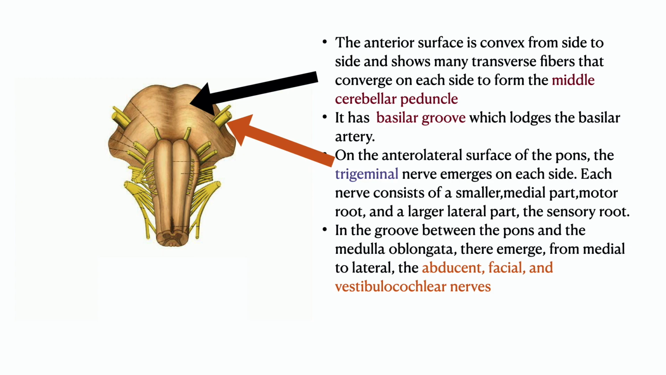On the anterior surface of the pons, the trigeminal nerve emerges on each side. Each nerve consists of a smaller medial part, motor root, and a larger lateral part, which is the sensory root. In the groove between the pons and the medulla, there emerge from medial to lateral the abducent or the 6th nerve, the facial or the 7th nerve, and the vestibulocochlear or the 8th nerve.